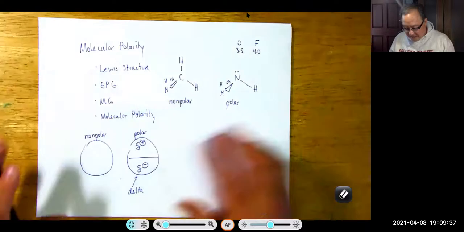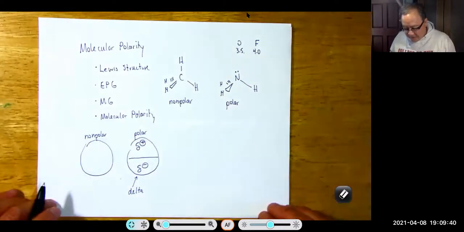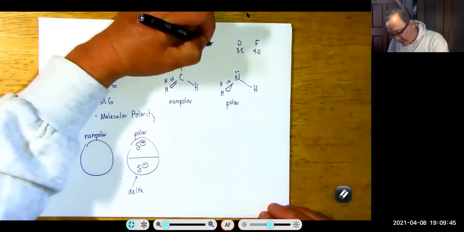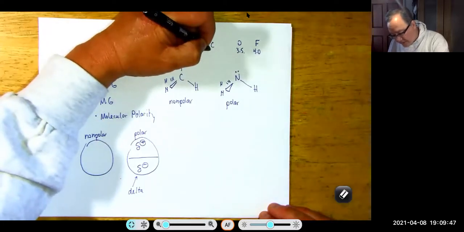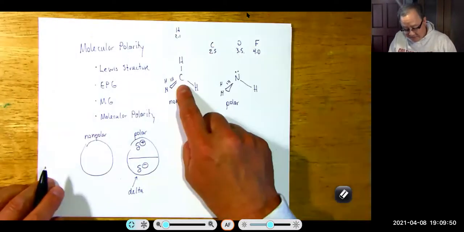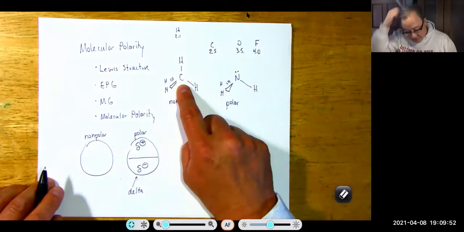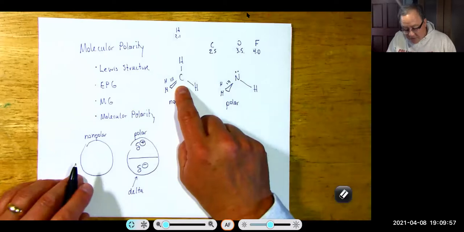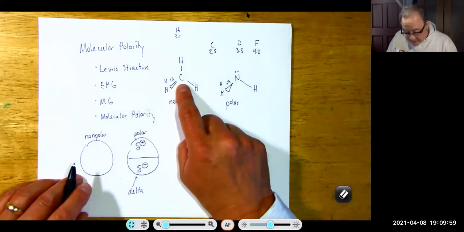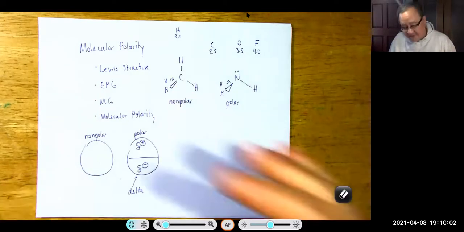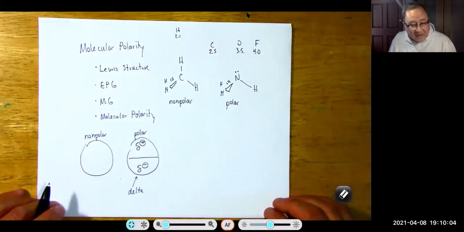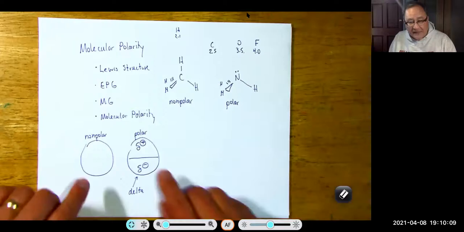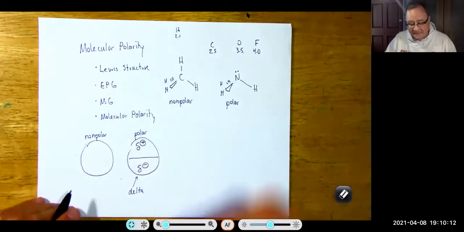So the idea here is that if you look at the molecule, hydrogen, by the way, is a 2.1 and carbon is a 2.5. So carbon's more electronegative. So in this molecule, you would say that the most electronegative atom is in the middle and the less electronegative ones are on the outside. So I call it an inside out. And for polarity, you don't want an inside out, you want a side to side.